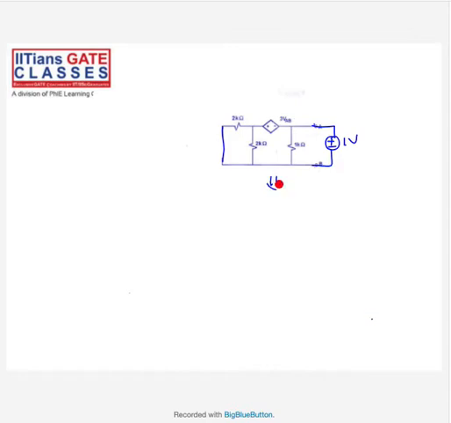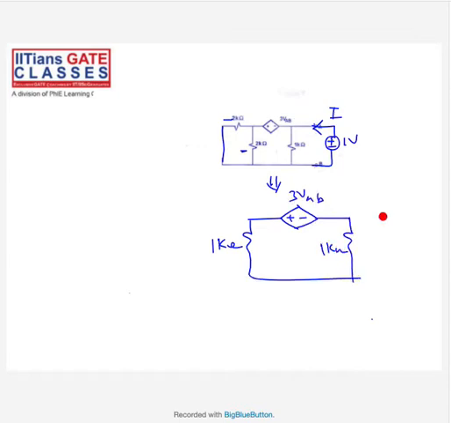Okay, so let me simplify this. I just want to find the current I. I can use any of my techniques. I can use nodal analysis, mesh analysis. I can simplify the circuit. I can use any of the techniques and find it, right? So these two, 2 kilo ohm and 2 kilo ohm, are in parallel. So this will be 1 kilo ohm. This is my 3 VAB, and this is 1 kilo ohm, and here I have a plus minus 1 volt. I want to find this current I.